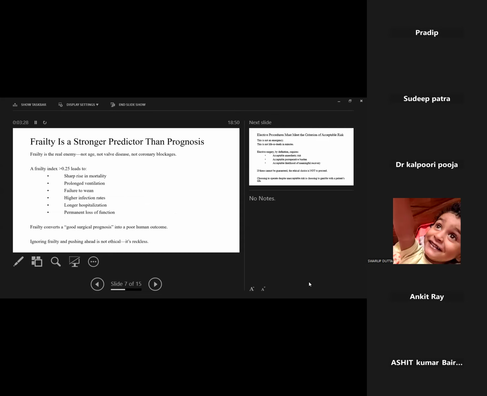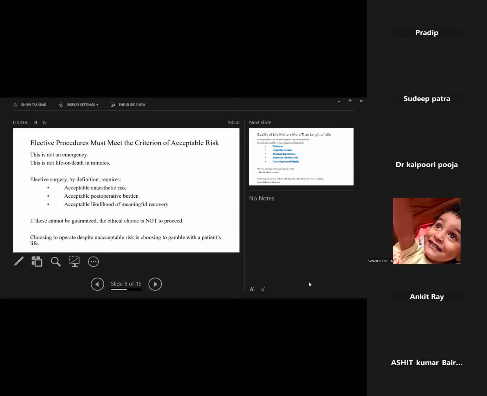Frailty is a stronger predictor than prognosis. Frailty is the real enemy, not age, not valve disease, not coronary blockage. A frailty index of more than 0.25 leads to a sharp rise in mortality, prolonged ventilation, failure to wean, higher infection rate, longer hospitalization, permanent loss of function. Frailty converts a good surgical prognosis into a poor human outcome. Ignoring frailty and pushing it aside is not ethical, it's reckless.